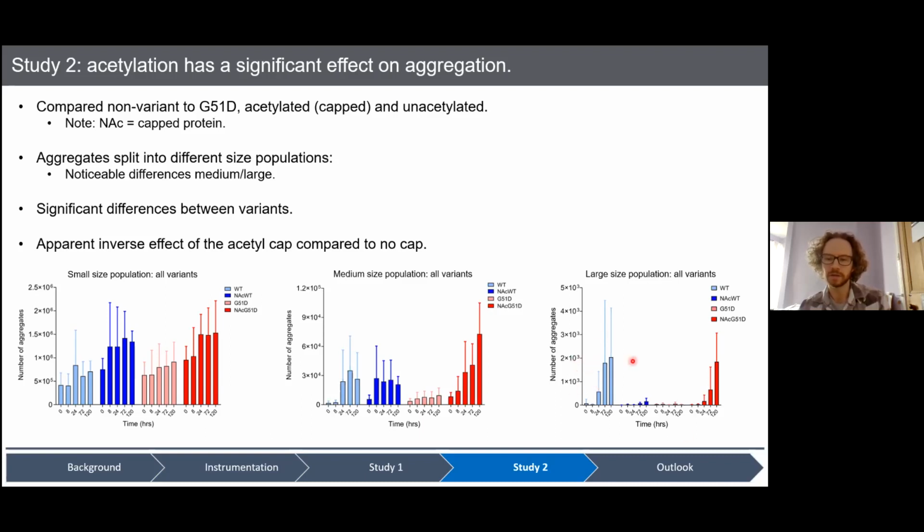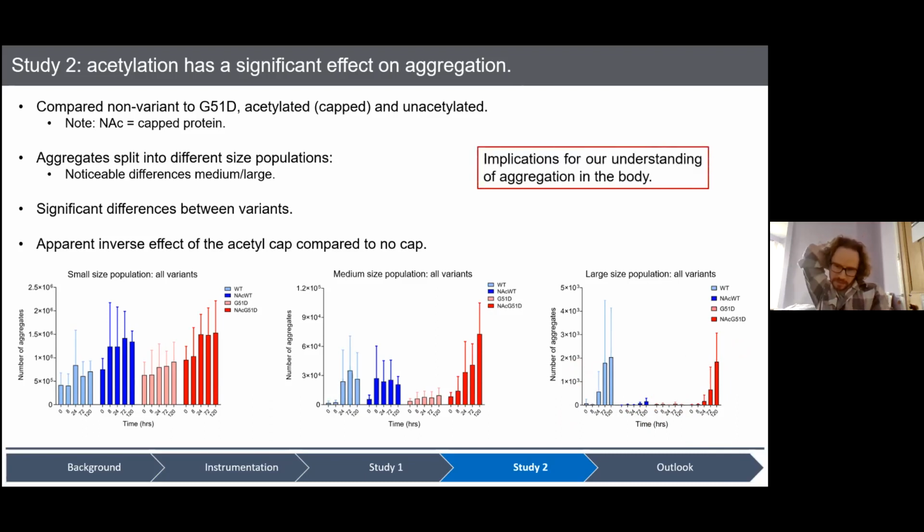So we see that standard uncapped protein and capped G51D produce far more larger aggregates than capped standard protein and uncapped G51D. This is very important as it was previously thought that G51D aggregated more slowly than standard protein, but when we study how the protein exists in the body, the opposite appears to be true. Therefore, this has implications for our current understanding of the aggregation process in the body.